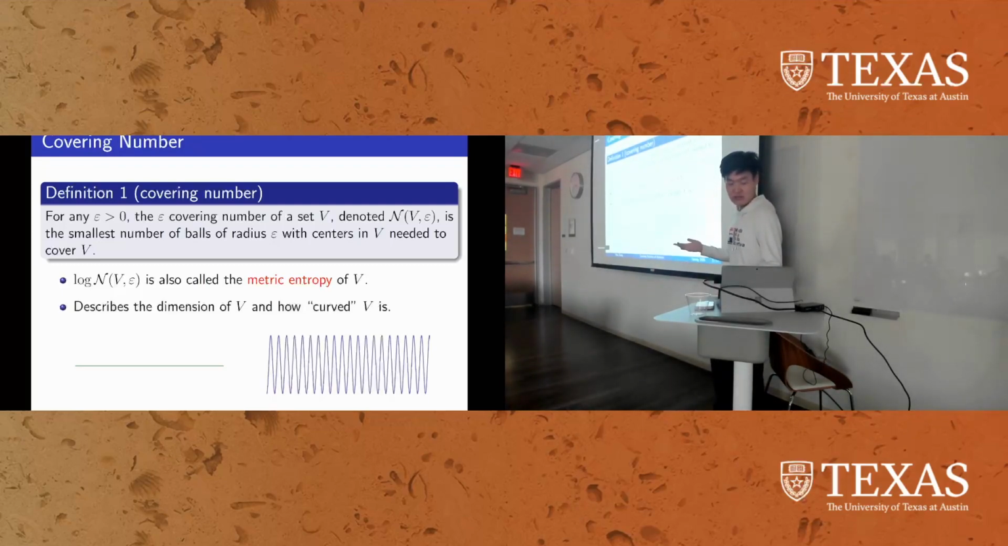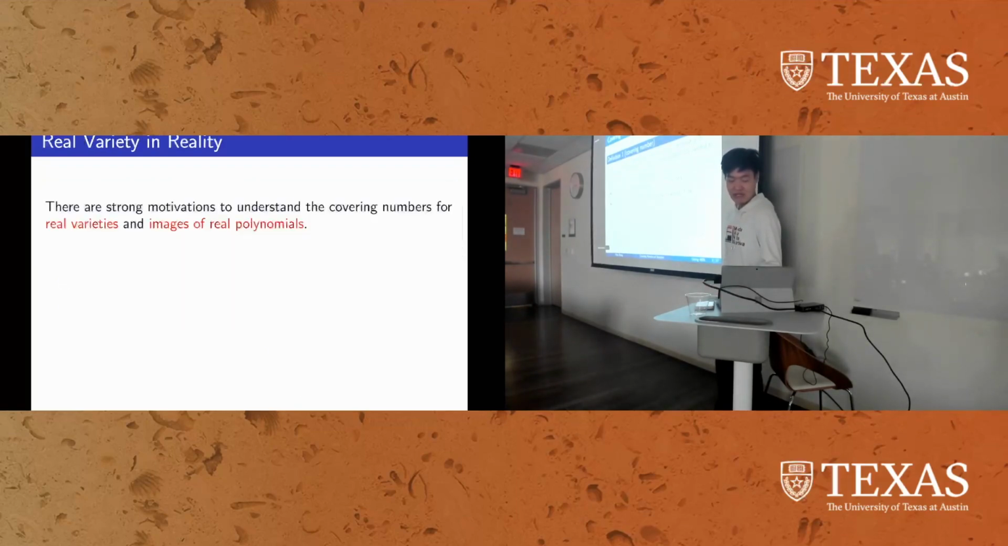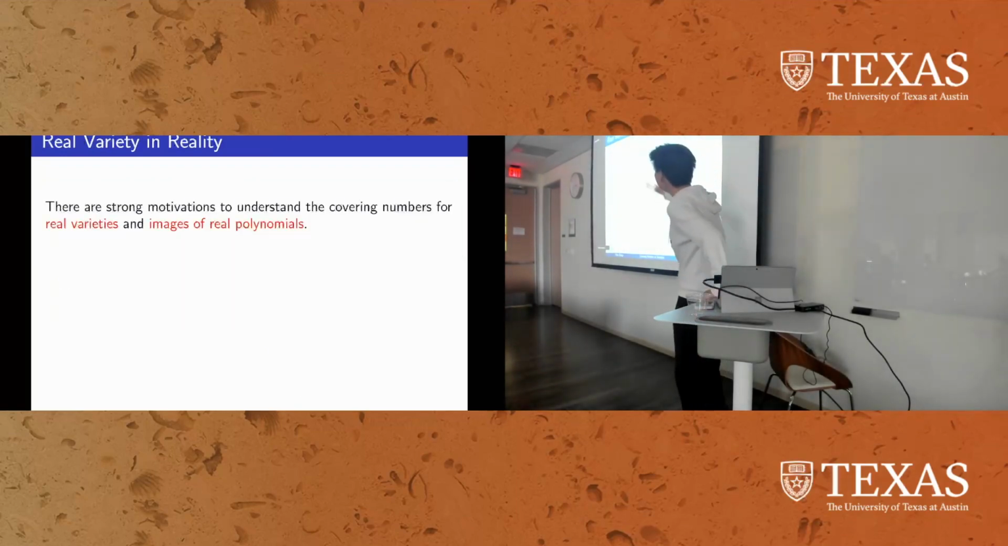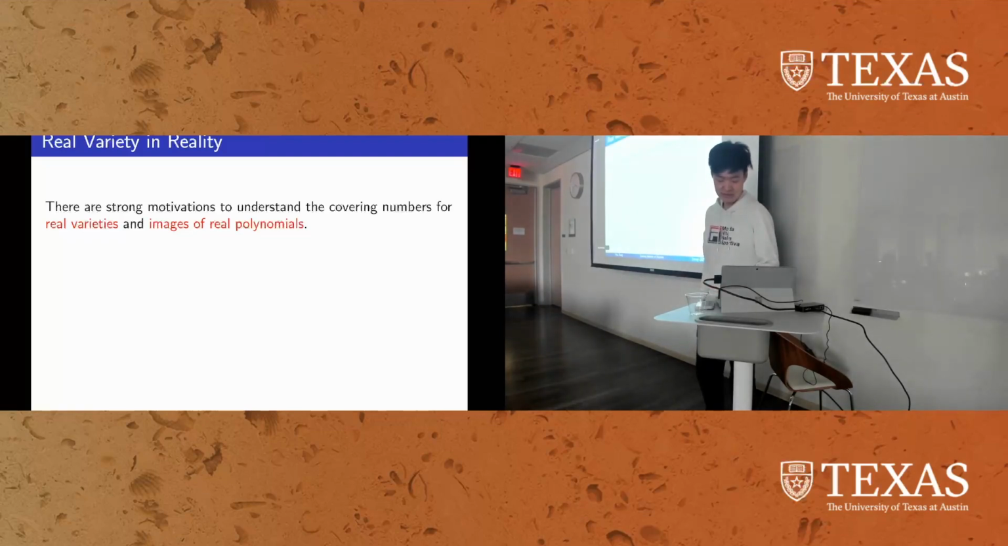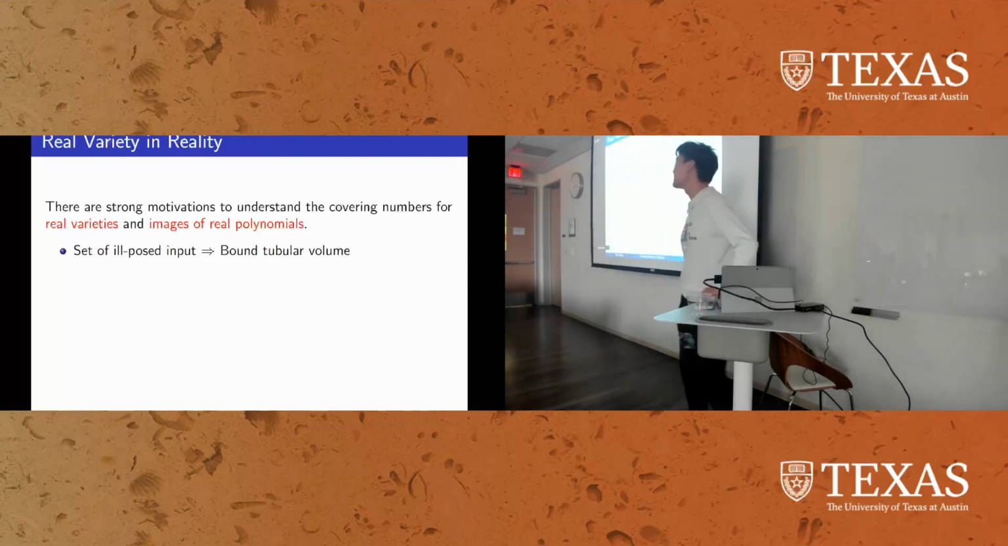Now, we're going to give an upper bound of the covering number of real algebraic varieties. This is a solution set of polynomial systems, as well as the image of a polynomial map, and many other sets I will describe later. But before that, why are we going to look at this problem? Why do we want to upper bound this? Let me give some possible applications.